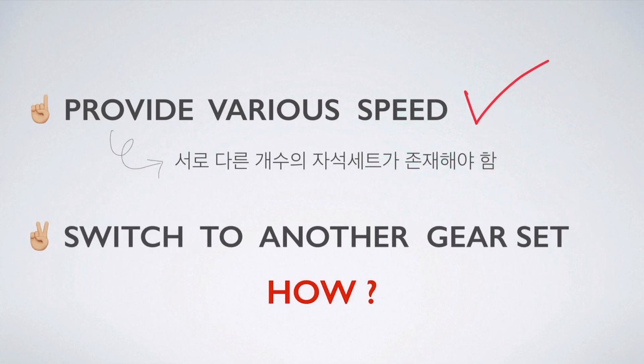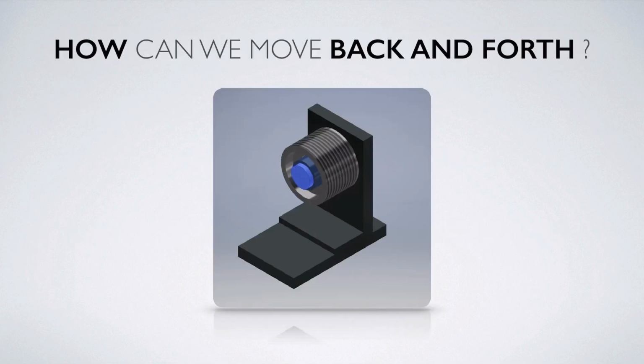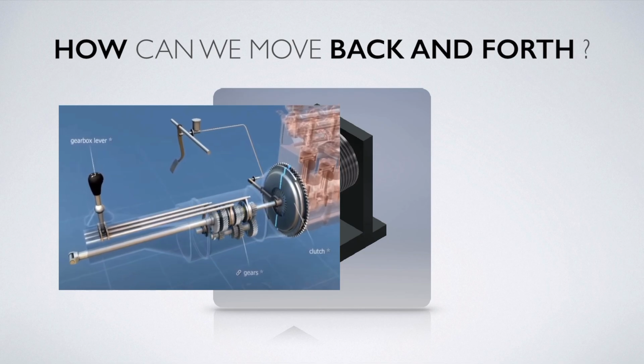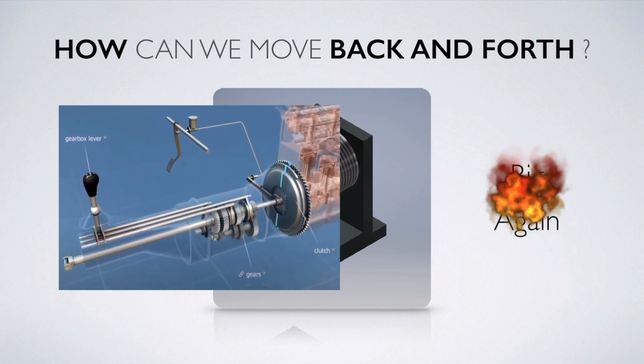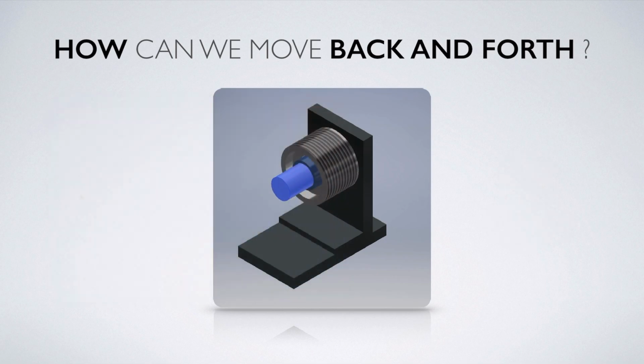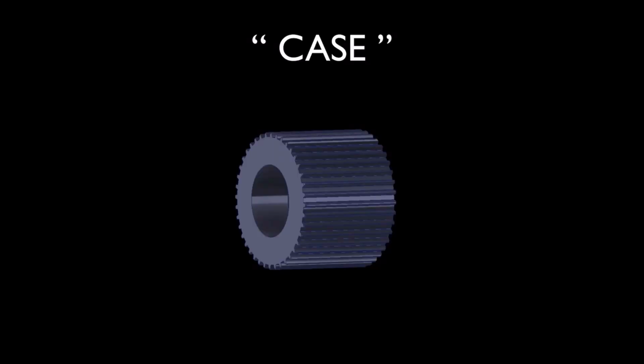Then how can we switch to another gear set? How do we control this rod back and forth? Maybe we can use pulling lever and clutch like traditional system, but the size will be bigger again. Or maybe we can use our hands. No, this is not cool. To control this movement in the most efficient way, we invented case.